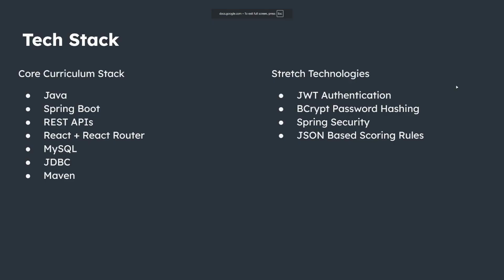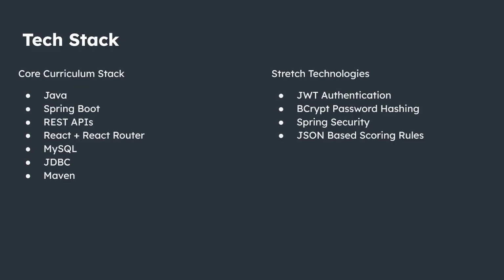So we'll jump back into the slides and take a look at that tech stack here. For the core curriculum, I use just about everything. I use Java, Spring Boot, REST, React, plus the React Router. MySQL handles all of my databases. And then for stretch technologies, we use JWT authentication to handle the authentication between the pages and for all of the requests. Bcrypt through Spring Security handles the password hashing so that the databases are not storing plain text passwords.